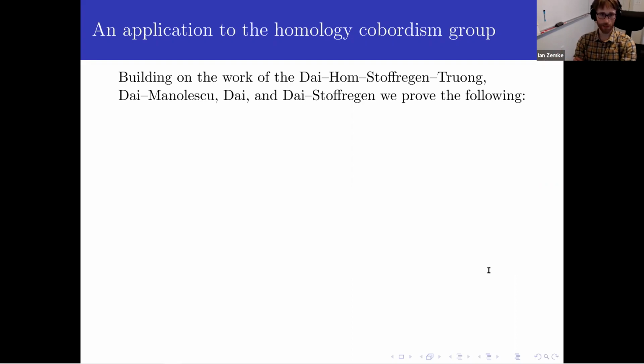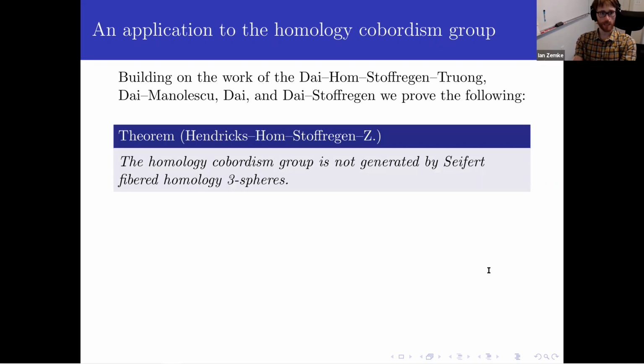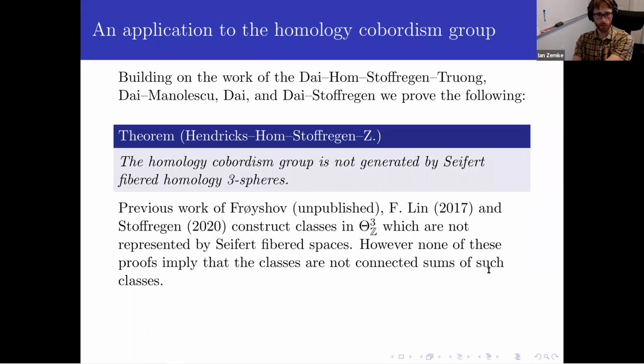But we were able to do the final computation to implement their program. We proved that the homology cobordism group is not generated by Seifert fibered homology 3-spheres. Previously there was work due to many authors, Frøyshov, who didn't publish it, Francesco Lin, and Matt Stoffregen. They constructed classes which are not equivalent to Seifert fibered spaces, but they didn't show that the Seifert fibered spaces don't span the homology cobordism group. They just found some classes which weren't Seifert fibered spaces.